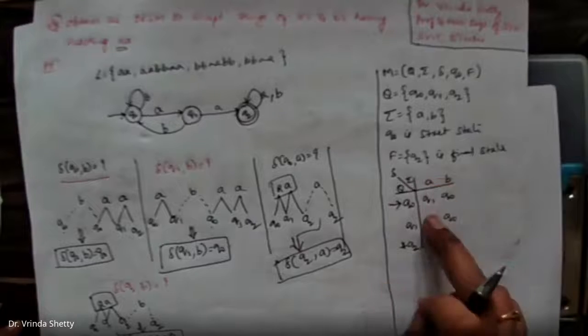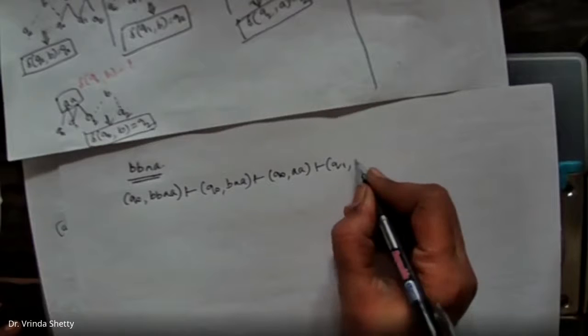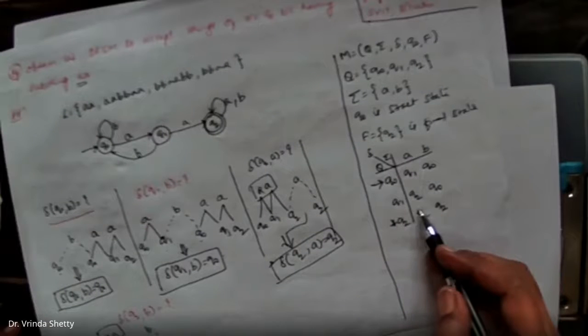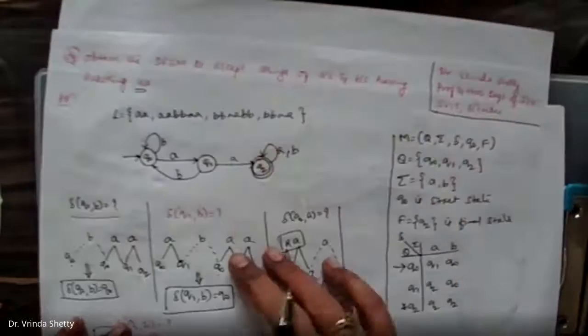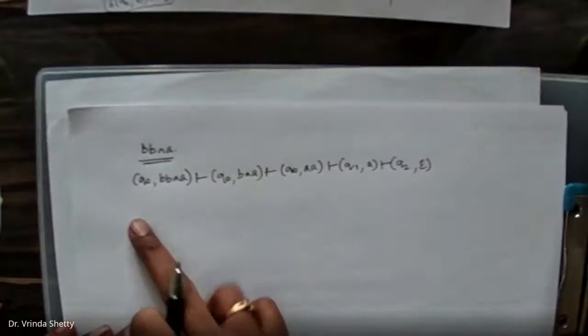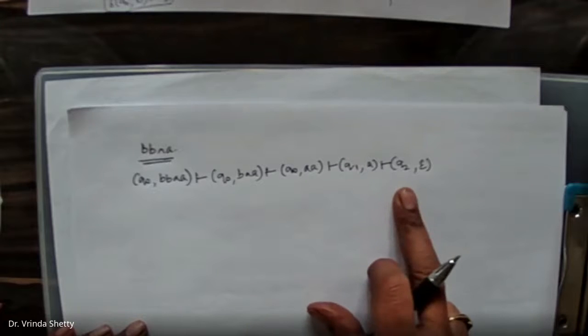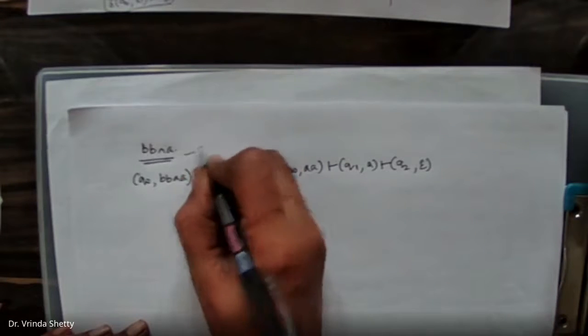Then next, Q0 on A goes to the state Q1. Q1 on A, check here, where is it going? It is going to the state Q2. No more input, epsilon. Final configuration. Is Q2 a final state? Yes, Q2 is a final state. So for this particular string, starting from the start state, we are able to reach a final state. So we say that the string is accepted.